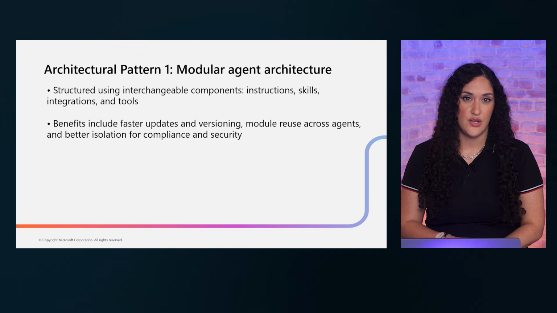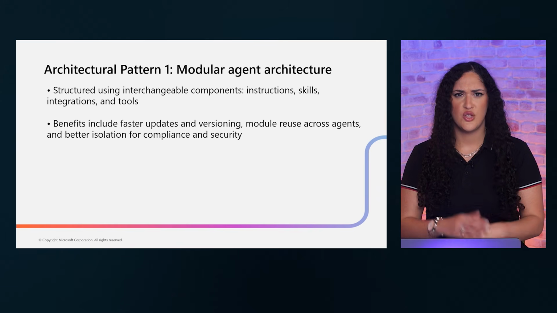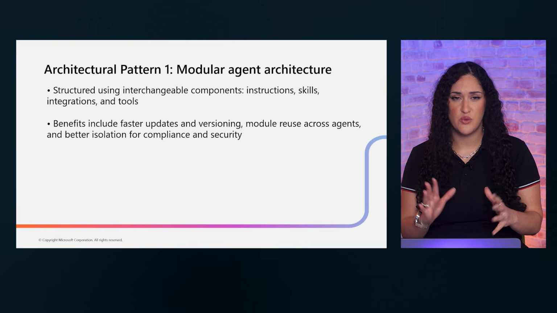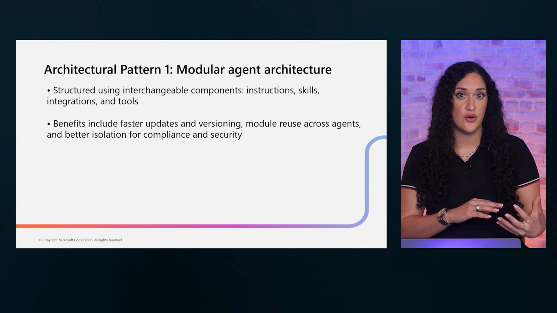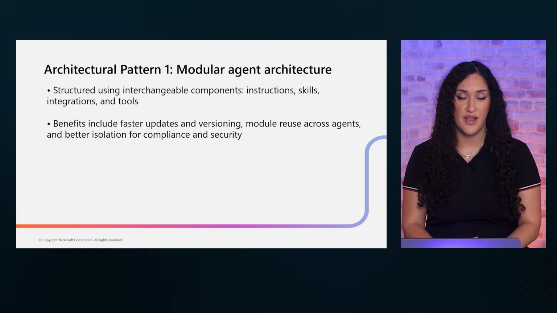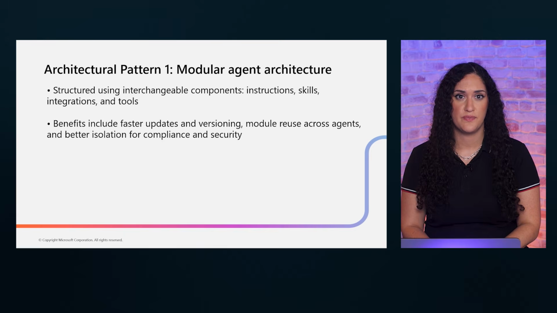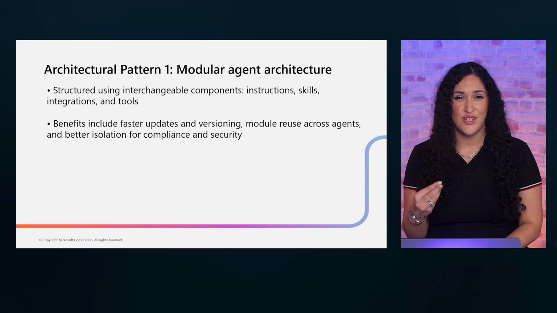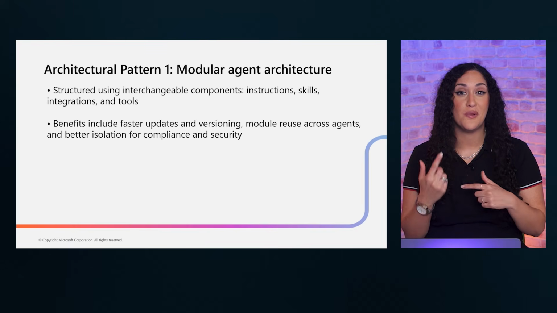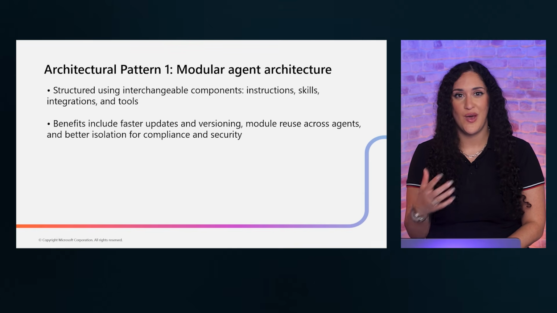The modular agent architecture pattern structures agents using interchangeable components: instructions, skills, integrations, and tools. This enables faster updates because you change one module without touching others. Module reuse across multiple agents and better isolation for compliance and security. Make sure you enforce clear interfaces between modules. When each component has well-defined inputs, outputs, and contracts, you can swap, upgrade, or replace them independently. This is software engineering discipline applied to AI.